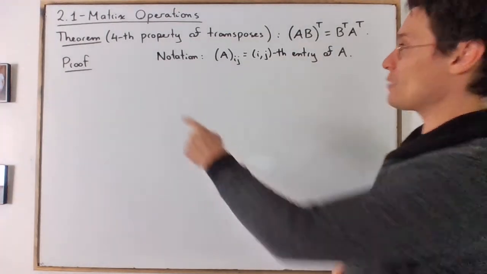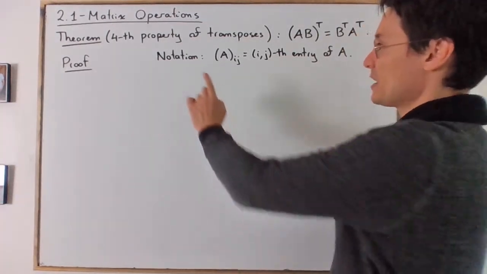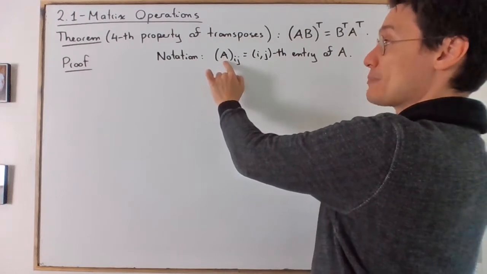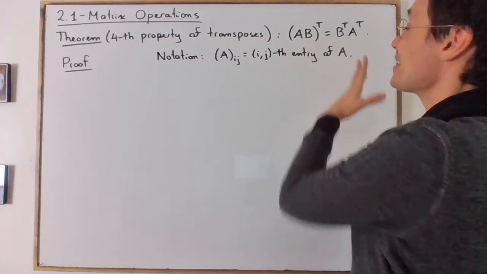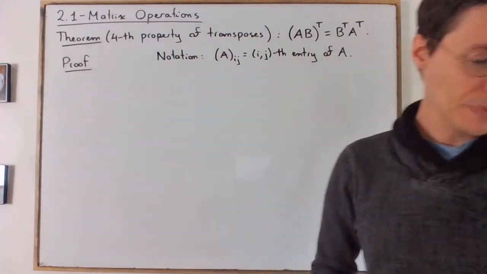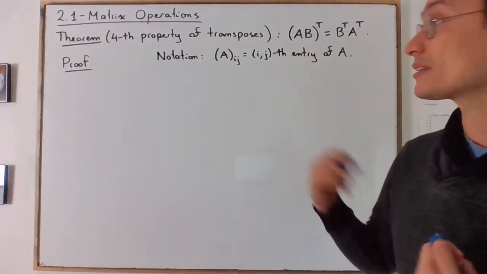And for this proof, I will use a little bit of notation. Whenever I write a matrix in brackets with ij, what I mean is the ij entry of that matrix. With that taken into account, let's start the proof.